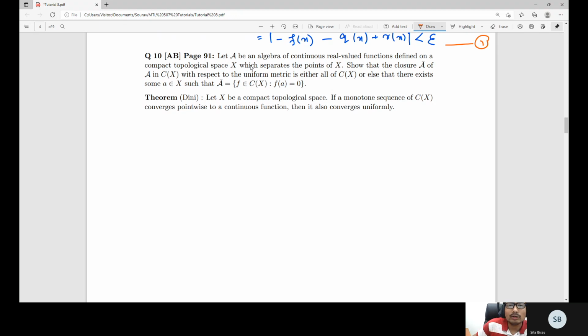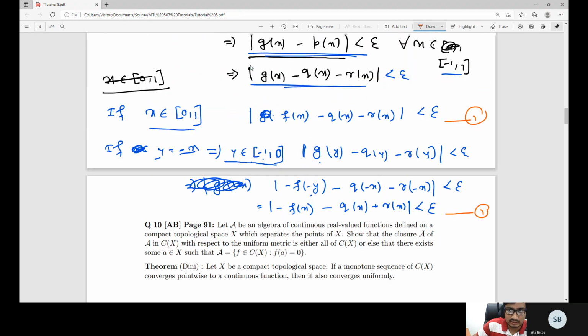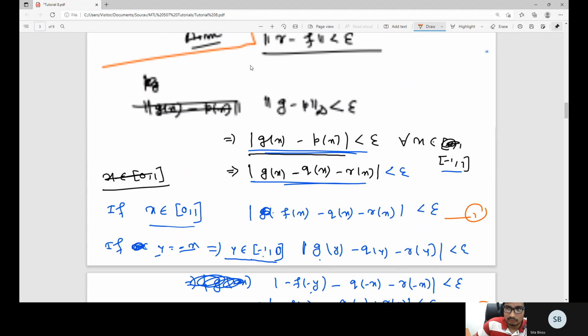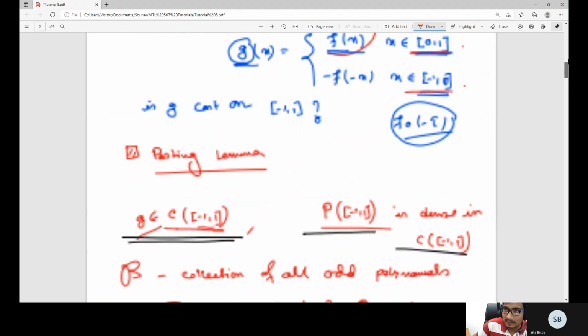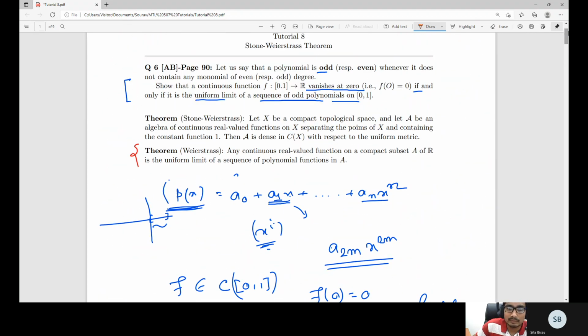Okay, so here, what are the conditions of Stone-Weierstrass theorem first? So let us understand Stone-Weierstrass theorem first, and the statements are always very important. It says that if we have a compact topological space X and script A be an algebra of continuous real valued functions on X, and this collection separates the points of X, right? And this also contains the constant function.